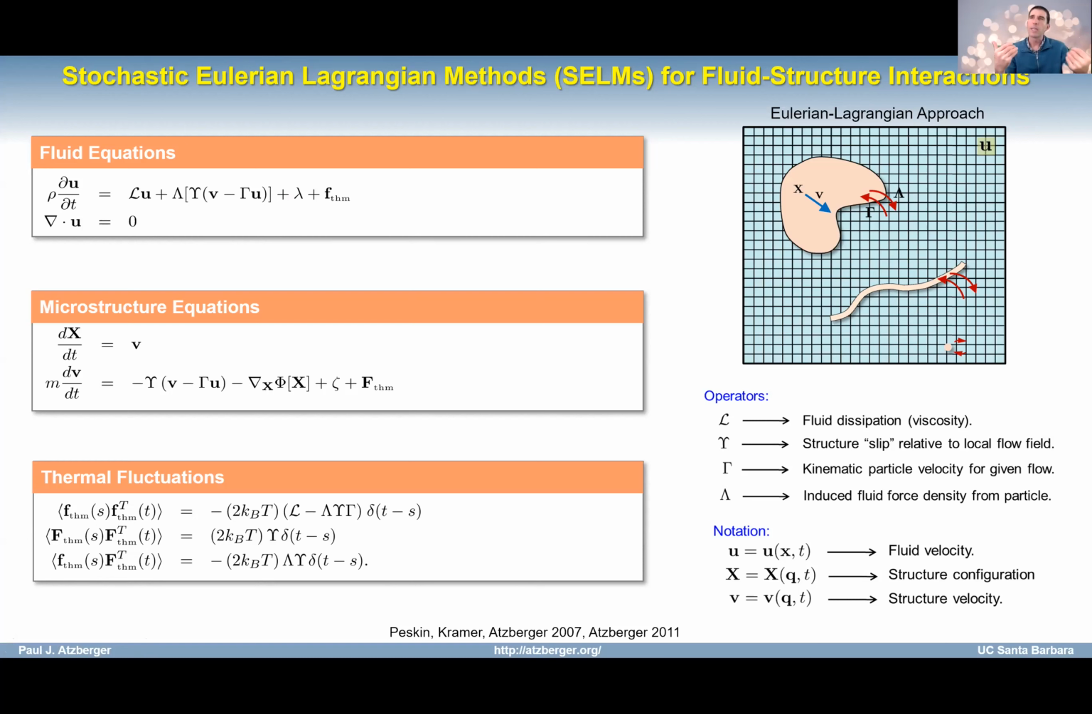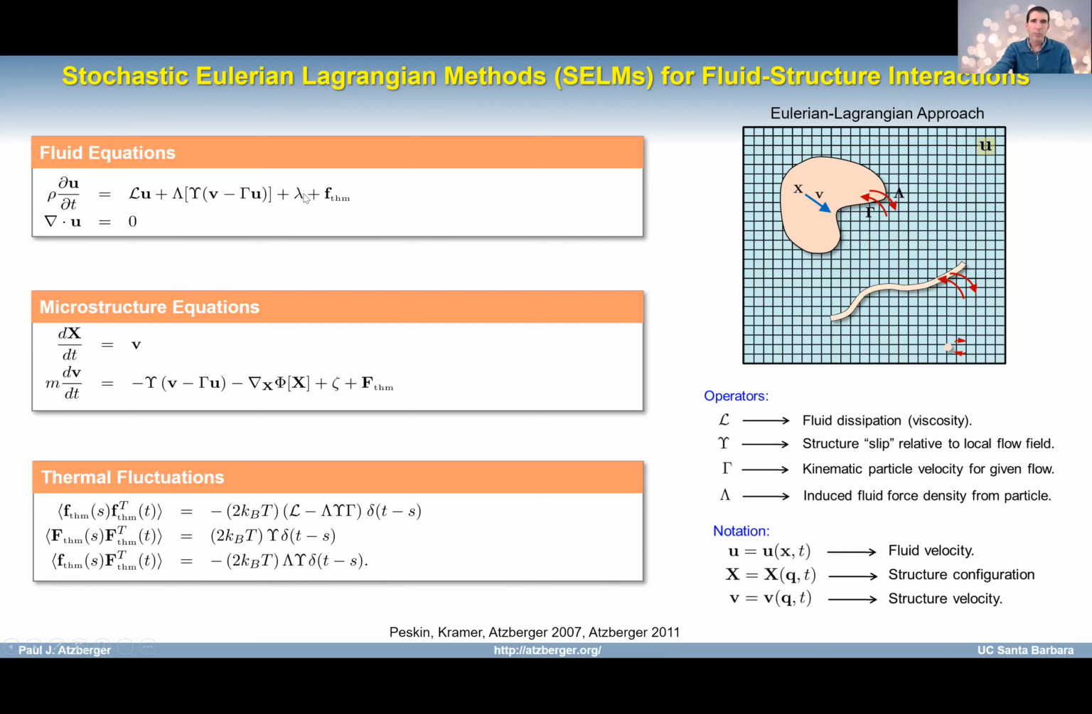And again, this is trying to avoid, in some sense, the body fitted mesh problem that you would have if you had two separate materials. You'd have to keep remeshing in order to get the appropriate traction stresses and things at the surface. That's all going to be folded into these operators, lambda and gamma, that I'm showing there.